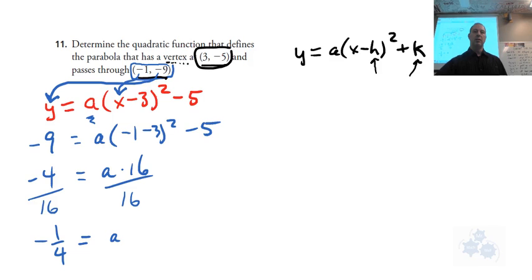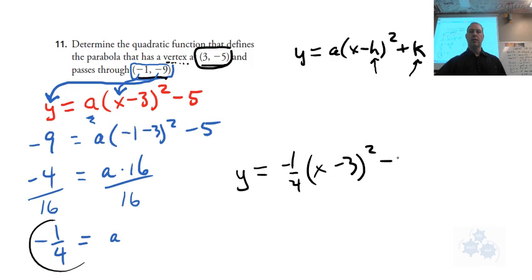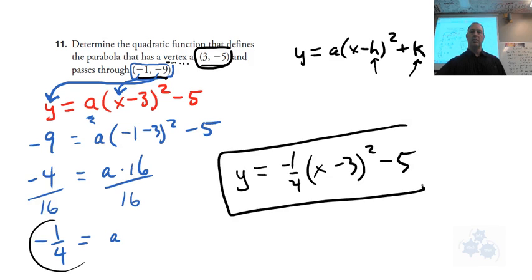Now we can just go ahead and write our final answer as y equals, the a value is negative 1/4, and then we have to leave the x and the y as x and y, of course. And then there's our equation.